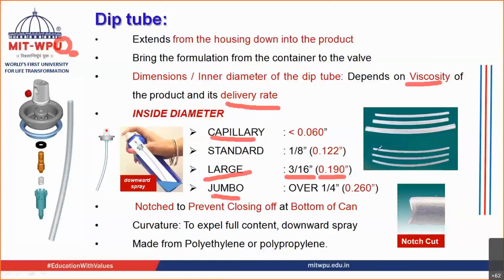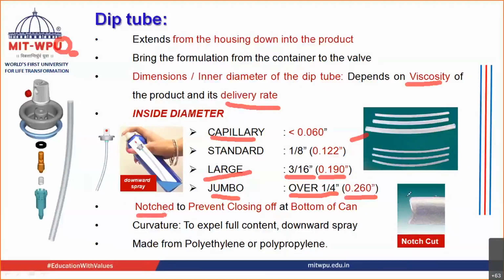Or you can have a jumbo. So these are the different sizes. This one is the jumbo one, which is near about 1/4 inch in size, that is near about 0.260 inch. So it depends upon the viscosity. If the viscosity of your product is too high, then you have to go for a jumbo one. If your viscosity is less, then you can go for a capillary one also. So you can have different sizes, depending also upon the delivery rate. Now usually the dip tube is notched at the bottom.